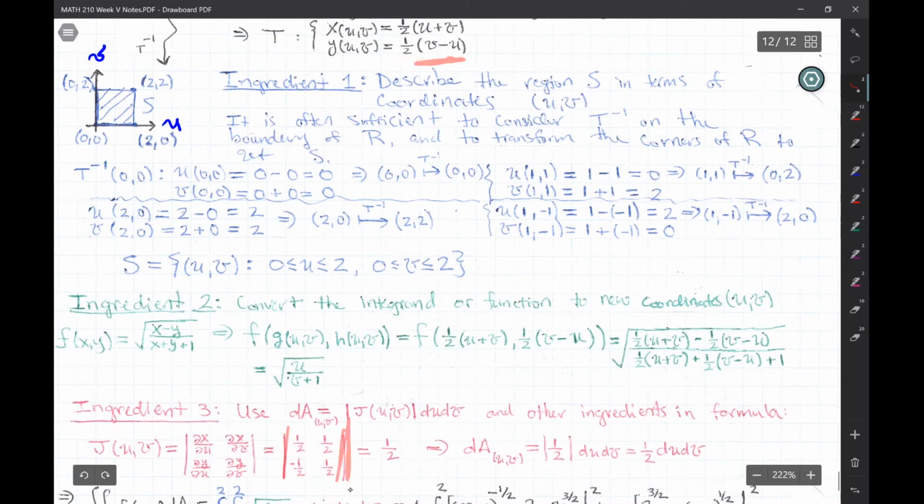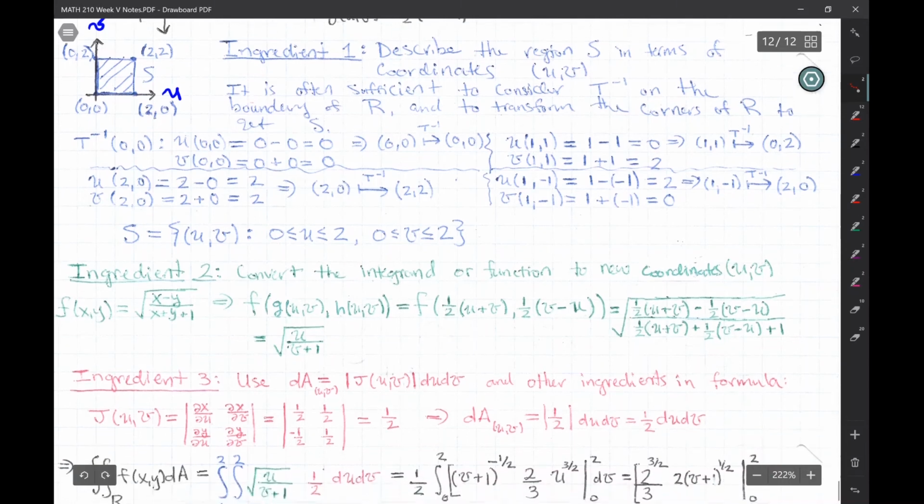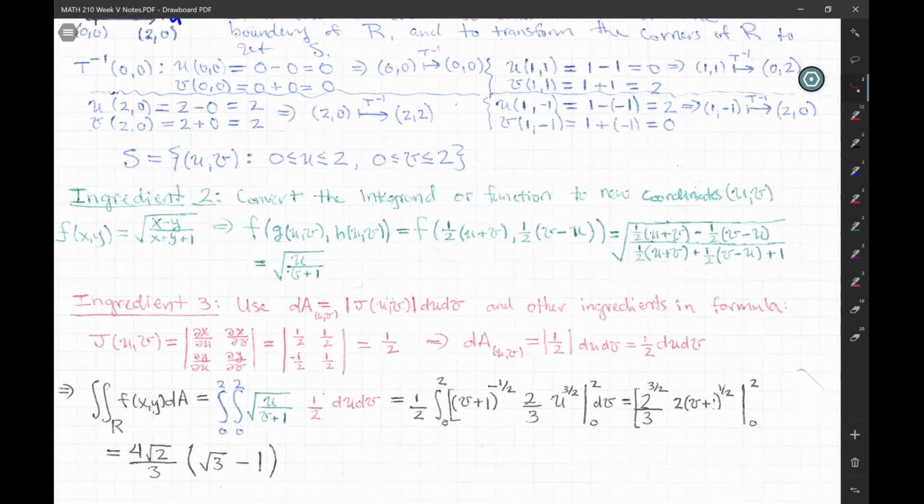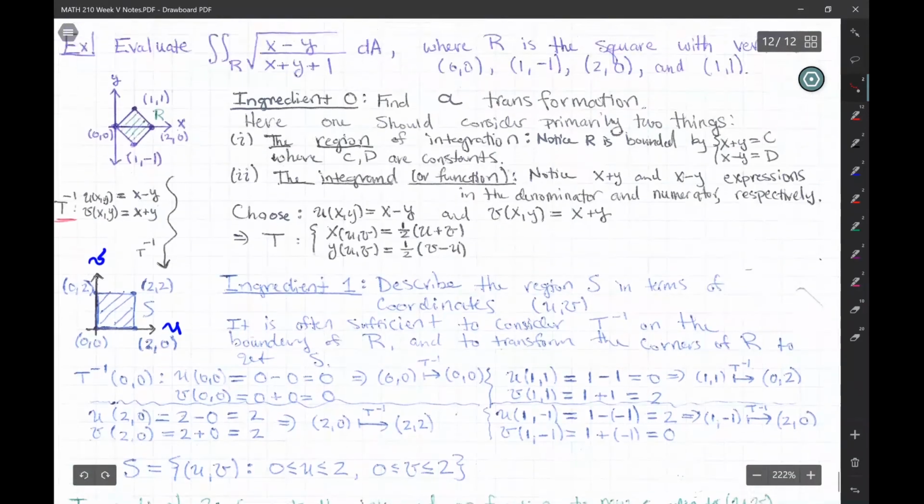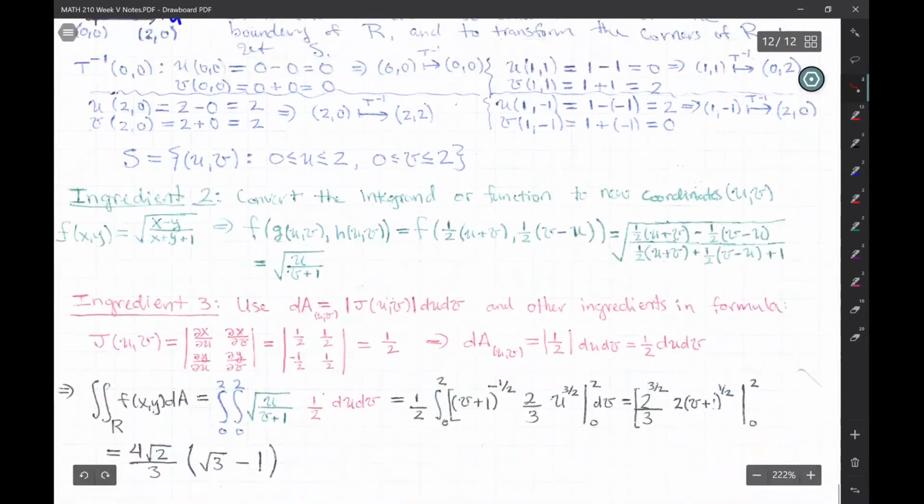Let's take the determinant of that. So 1/2 times 1/2 minus 1/2 times negative 1/2, and that should be equal to 1/2. And so our area element is equal to the absolute value of 1/2 times du dv. And so we have our new area element here in the UV plane. So those are the three ingredients. Of course we needed ingredient 0, but once we have these three ingredients, we plug them in our formula.